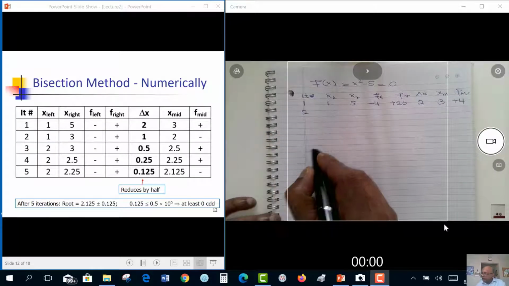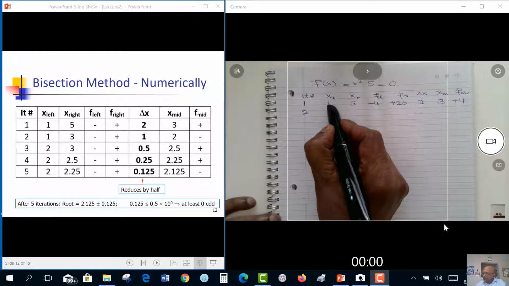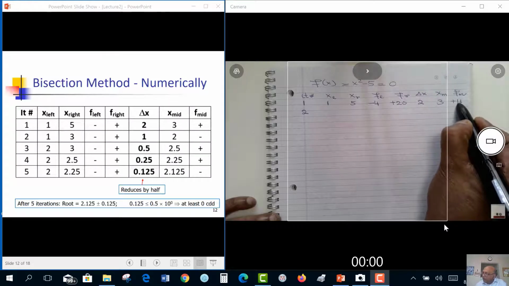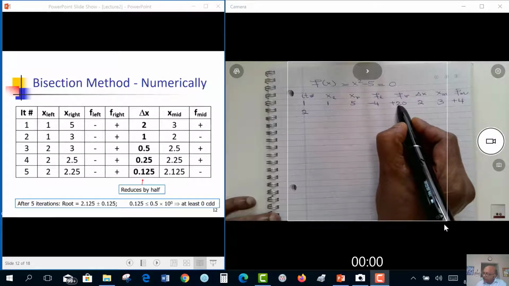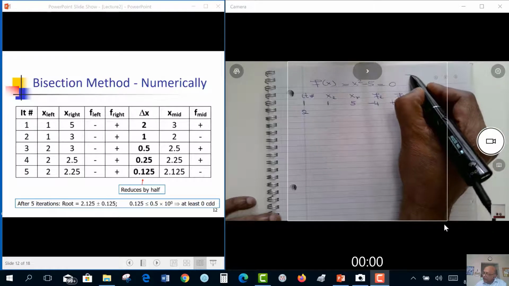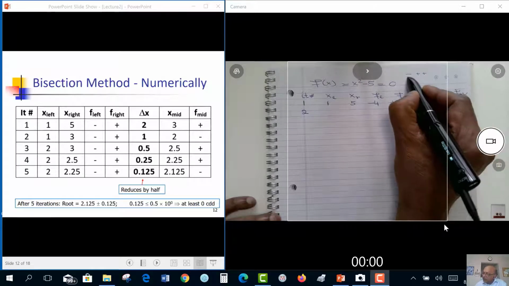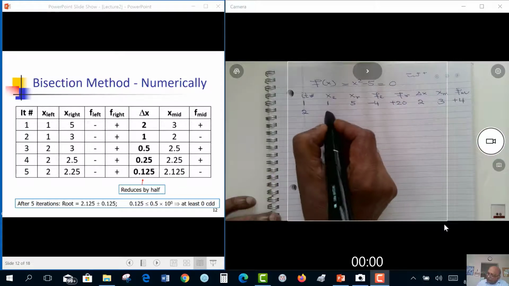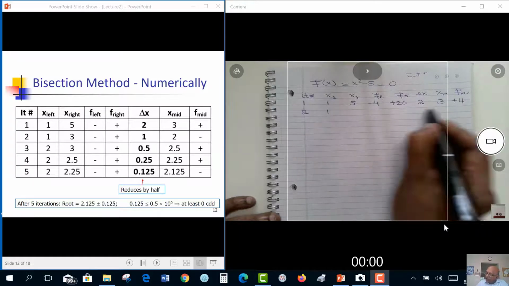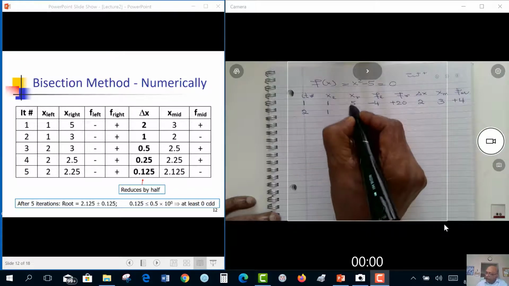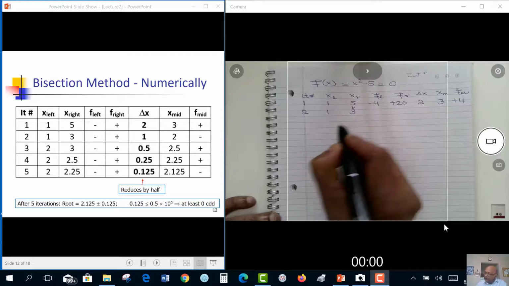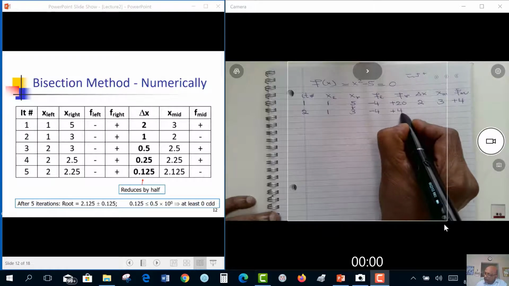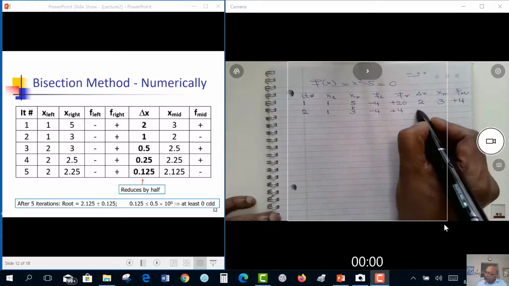So second iteration, so we have left negative sign, right positive sign, middle positive sign. So we have minus, plus, plus. So therefore, our root is going to be in the left half. So we won't move the left marker, but move the right marker to 3. So this 5 would change to 3. The function is still -4. This is +4. Our delta x now is going to be 1.